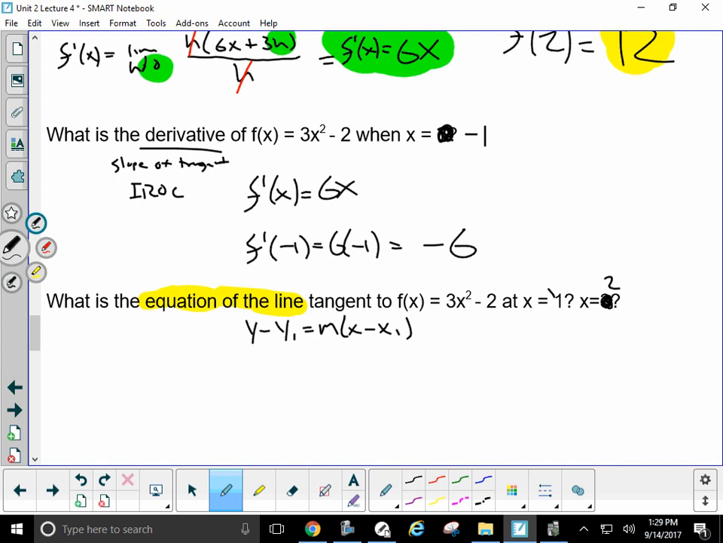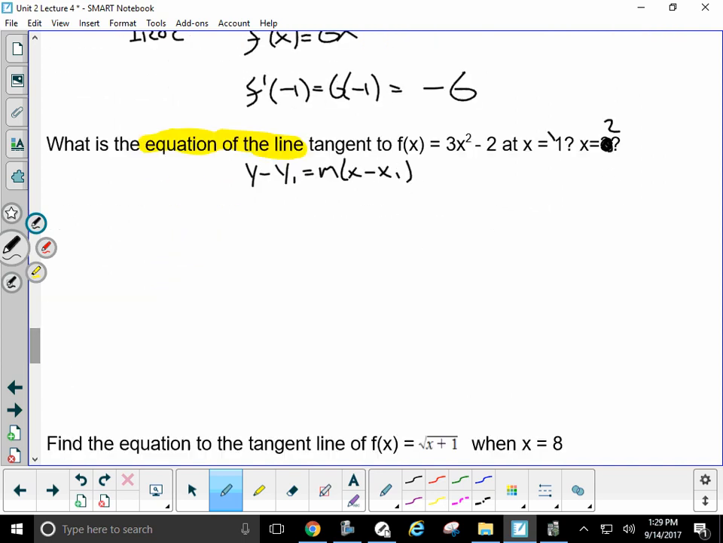Right? I need that. So my final answer needs to be this. Now, what are the two things you need for an equation of a line? Your point and your slope.